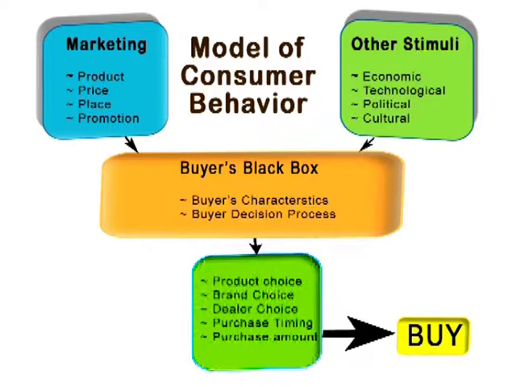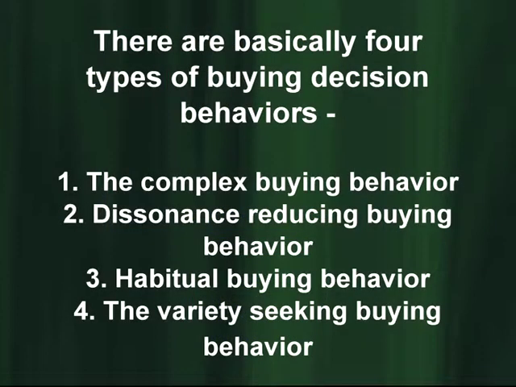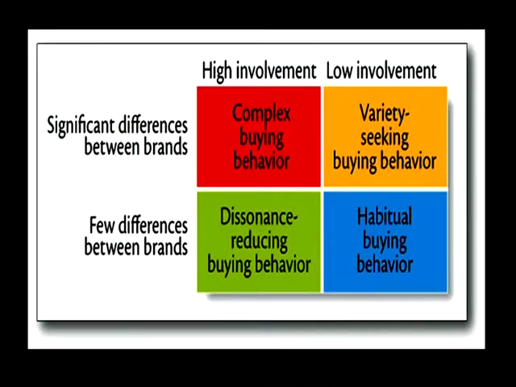the buying process. There are basically four types of buying decision behaviors: the complex buying behavior, dissonance reducing buying behavior, habitual buying behavior, and the variety seeking buying behavior. As you can see on your screens, these four types of buying behaviors result from high or low involvement and the differences between the brands. As we see, the first, complex buying behavior, has high involvement with significant brand differences. Let's go on and try to understand each of these decision behaviors.